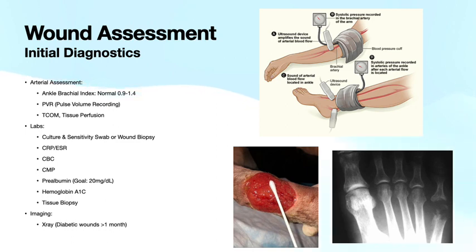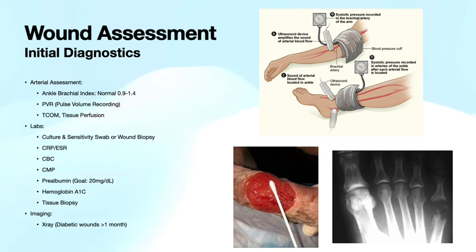Other ways to test it, there's a pulse volume recording, or PVR, that can be measured. That also looks at the larger vessels. And then in addition, there's TCOM and tissue perfusion studies that can also be done, that look at more of the smaller vessels and give you a better sense of what the oxygen level is actually getting to at the level of the tissue or the skin.